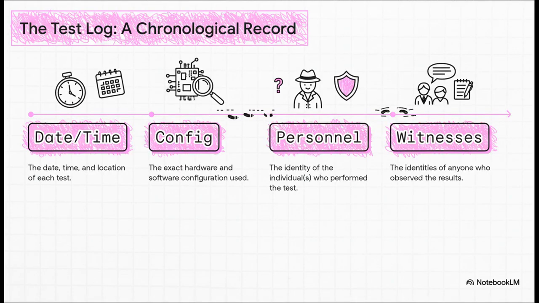And backing all of that up is the final layer of proof, the test log. Now, this isn't a summary. It's a minute-by-minute chronological record of the entire testing event. It documents exactly who ran the test, who was there to witness it, and the precise hardware and software configuration they used. It's like the unbreakable chain of custody for every single piece of evidence in that report.